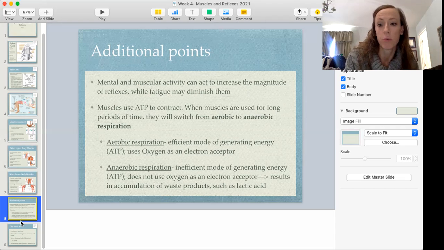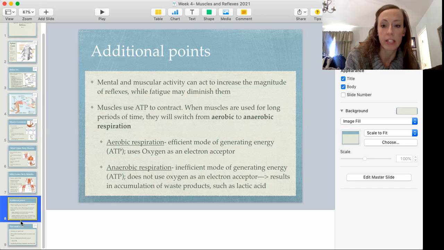And the reverse would happen though if you were fatigued. So if you work them too hard, if you're to the point where you're really exhausting those muscles in your body, then fatigue can diminish a reflexive response. You have probably heard by now that muscles, they use ATP. This is the energy form that our body uses to conduct work. And when they're used for long periods of time, they can switch from aerobic to anaerobic respiration. So aerobic respiration is when the body uses oxygen as the final electron acceptor.